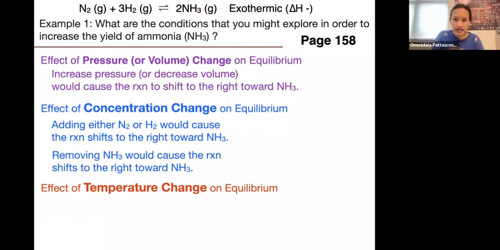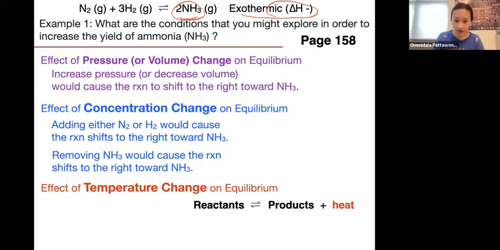The third one is temperature. Since this reaction is exothermic, the temperature would have an effect on this reaction as well. Because it's exothermic, the heat is going to be part of the product, because the reaction is going to release heat as a product. So in this case, you are going to treat heat as part of the product. So for the temperature change, in order to make more of the product, you will need to decrease temperature. You need to remove heat, so that the reaction would shift toward making more heat.